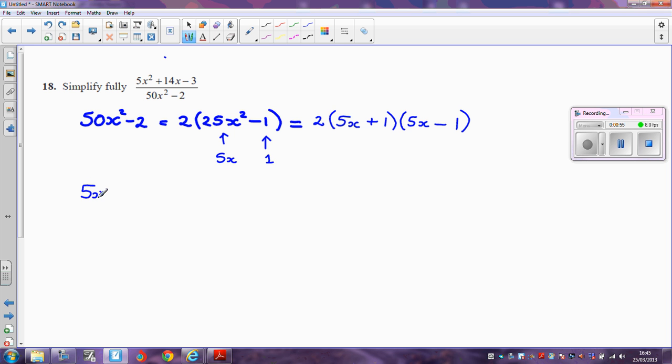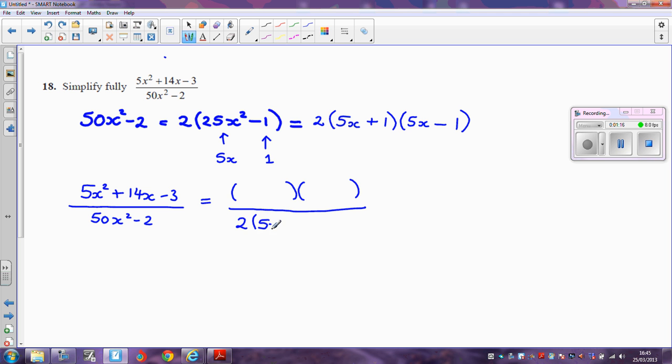Now let's have a look at the top, and I can kind of cheat here really. I've got 5x squared plus 14x minus 3, and on the bottom I've got my 50x squared minus 2. I can see that the top is going to factorise to two brackets. That's a very typical quadratic. I don't know what they are yet, but I do know that the bottom is 2, and then 5x plus 1, 5x minus 1. Now I can be a bit crafty here, because if this is going to simplify at all, one of these two brackets at the top must either be 5x plus 1 or 5x minus 1.